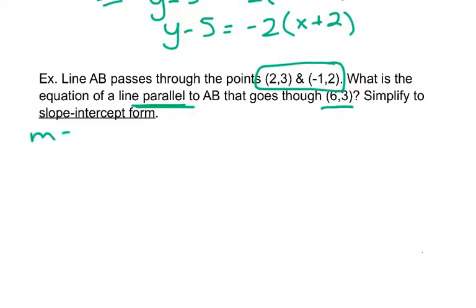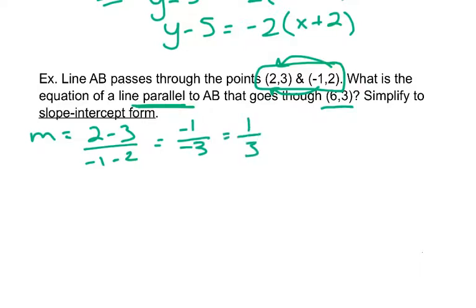So using our initial points, our slope would be the change in y, so 2 minus 3, compared to the change in x, -1 minus 2. So our initial line has a slope of -1 divided by -3, which would be 1/3. And we know that parallel lines have the same slope. So this line that's parallel to that is going to have a slope of 1/3, and we are told it has to go through the point (6, 3).